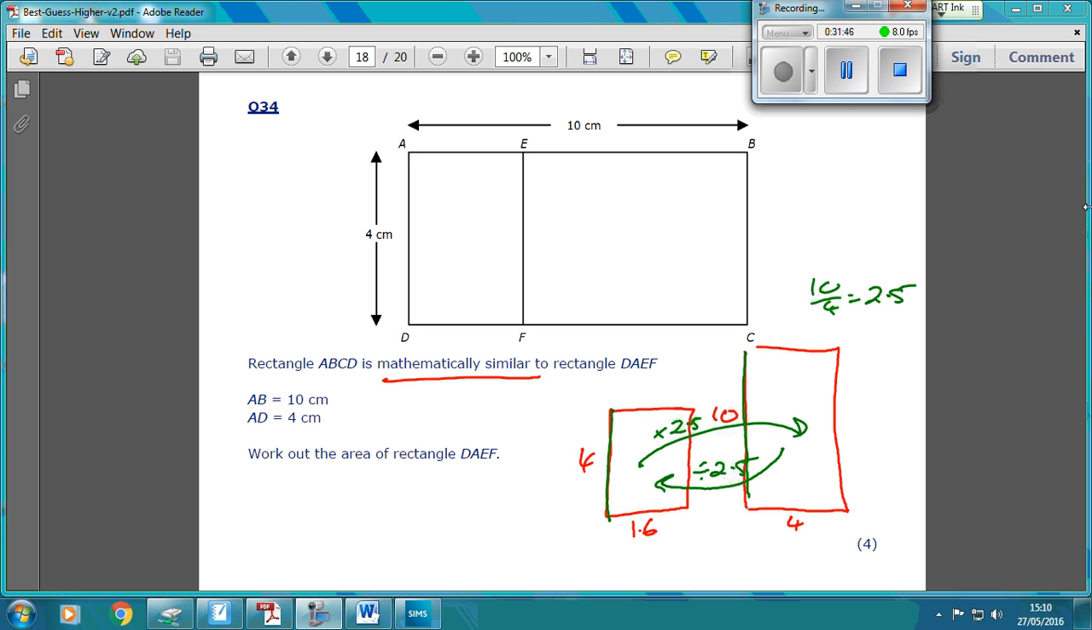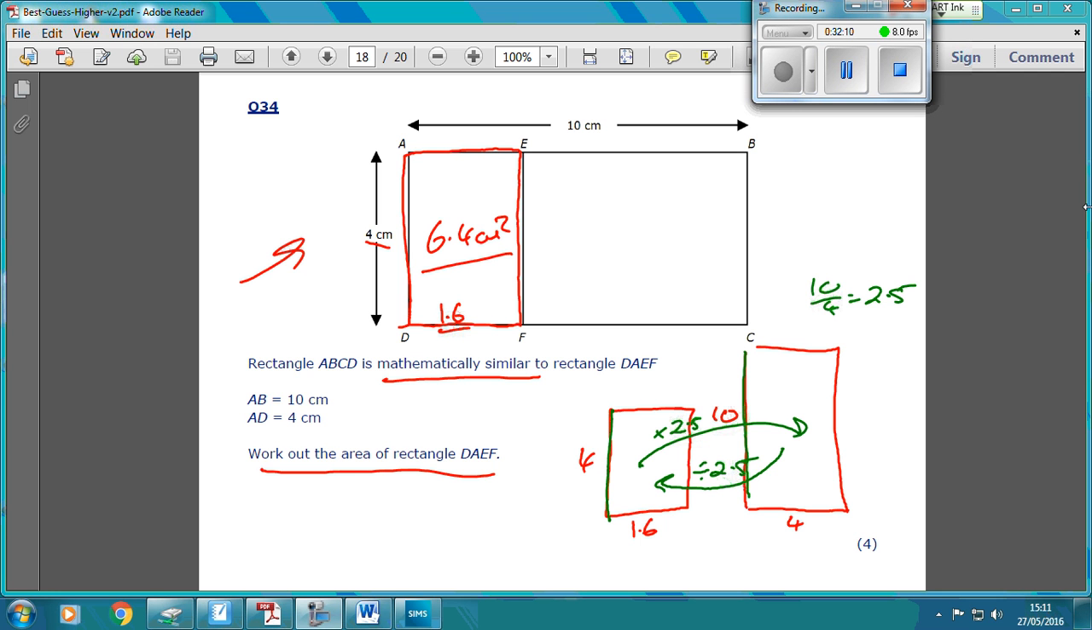So going back to the diagram up here, it means that this here is going to be 1.6. And we've got to work out the area of rectangle DAEF. So we've got to work out this rectangle here. So we need to multiply 4 by 1.6. So 4 times 1.6 is 6.4 centimetres squared.